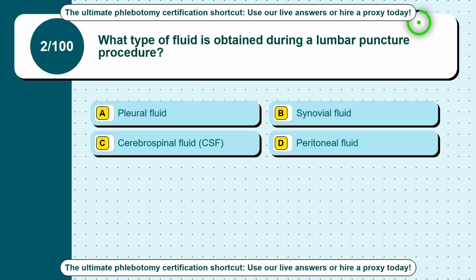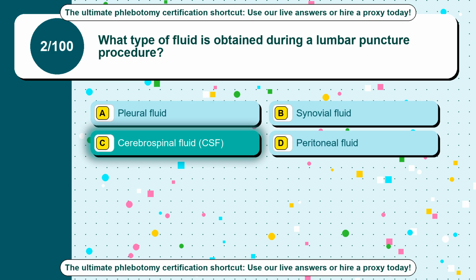Question 2. What type of fluid is obtained during a lumbar puncture procedure? Option A. Pleural fluid. Option B. Synovial fluid. Option C. Cerebrospinal fluid, CSF. Option D. Peritoneal fluid. The correct answer is option C.